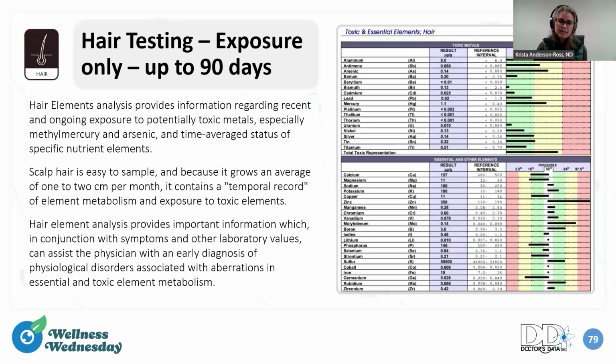The hair element analysis is going to give us a temporal record of exposure because the hair grows about 1 to 2 centimeters per month. It reflects recent and ongoing exposure to metals like methylmercury and arsenic, and it can show time average trends in some nutrient elements. So you're seeing the toxins here and the nutrient elements down below.